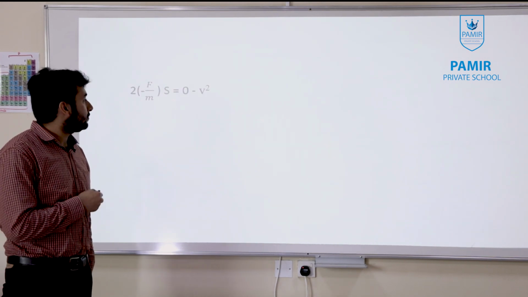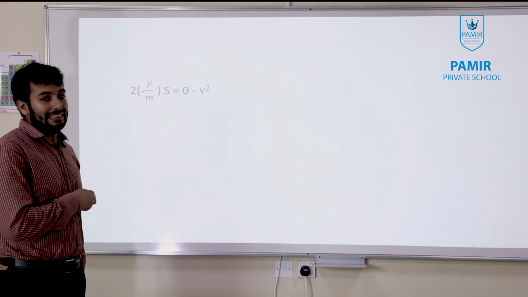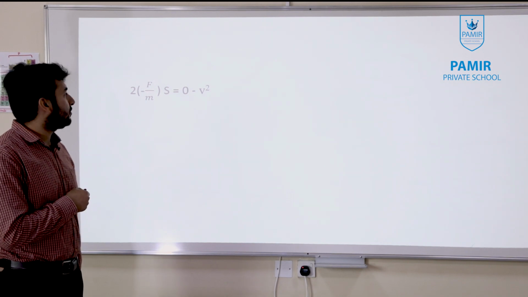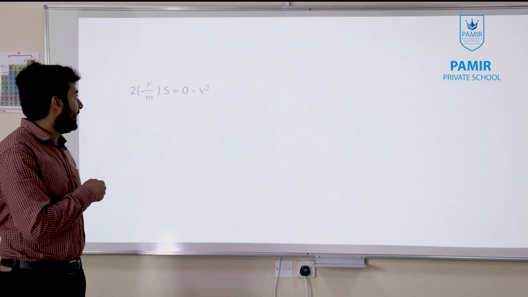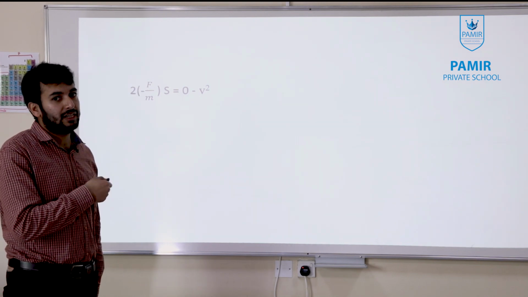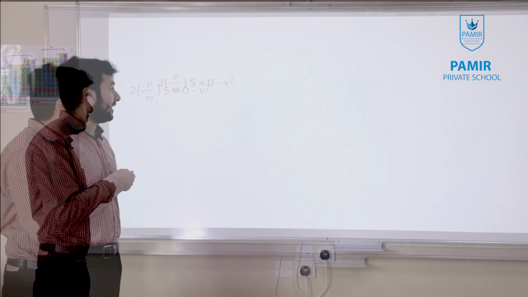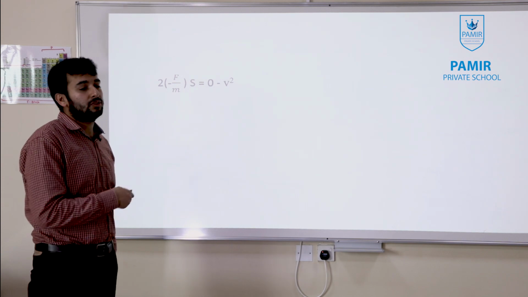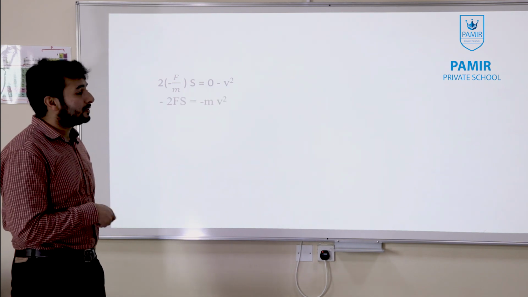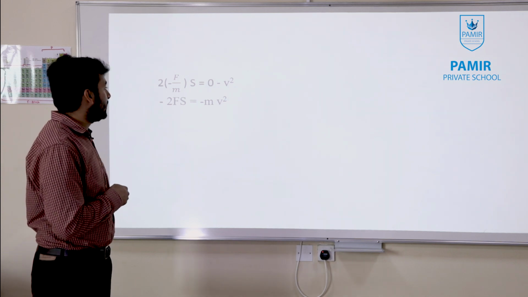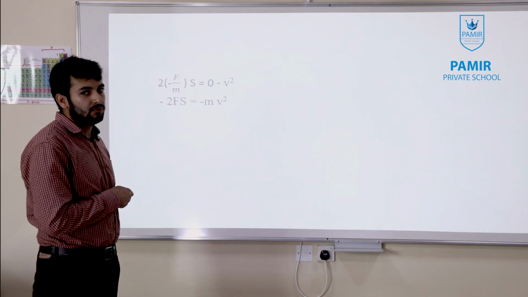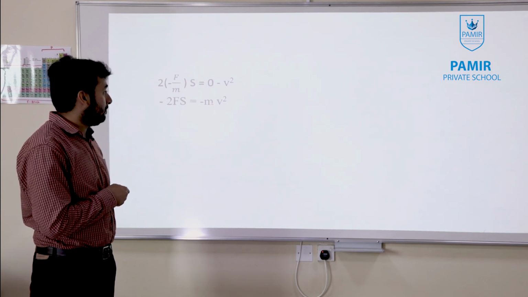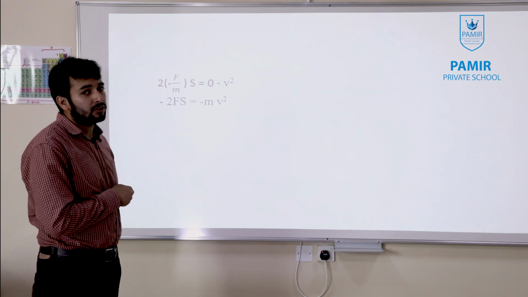Look, from the previous assumptions I came to know that a is equal to minus F over m. So I put minus F over m in place of a. s will remain the same because in our assumption the distance is s, the final velocity is 0 and the initial velocity is v. So I put all these into this equation. After rearranging, it will be minus 2Fs is equal to minus mv square. The m will go to this side and become minus mv square. 0 stands for nothing.